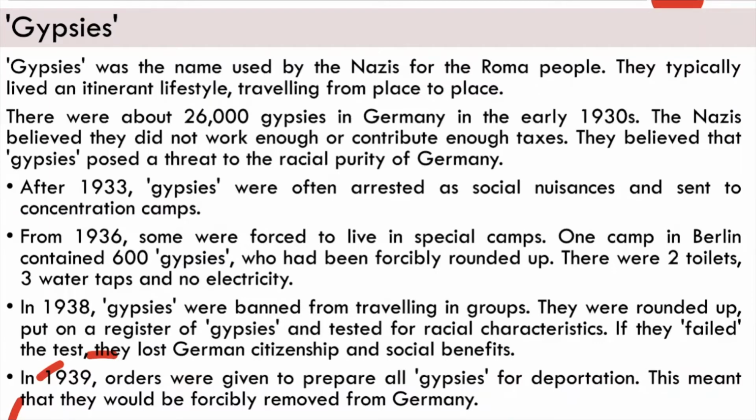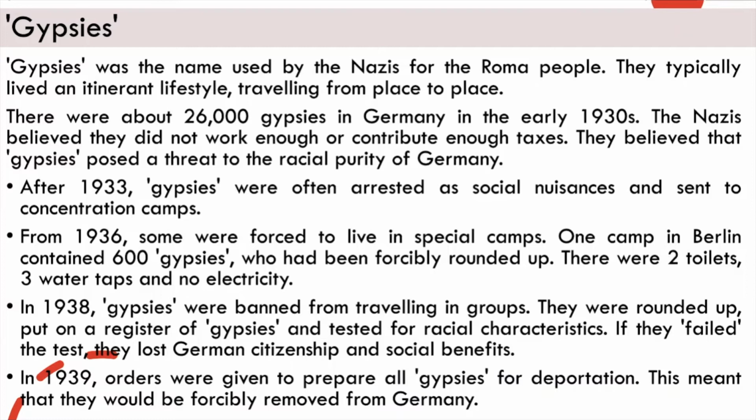So the next group that faced persecution were the Gypsies. This is the name used by the Nazis for the Roma people. They typically lived an itinerant lifestyle, travelling from place to place. There are about 26,000 Gypsies in Germany in the early 1930s. The Nazis believed they did not work enough or contribute enough taxes. They believed that Gypsies posed a threat to the racial purity of Germany.